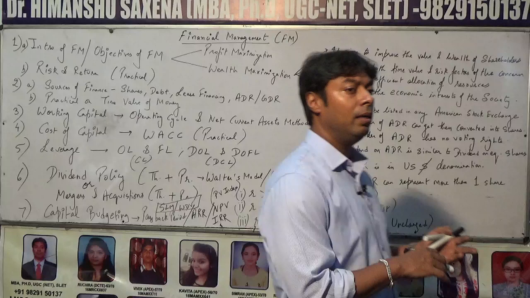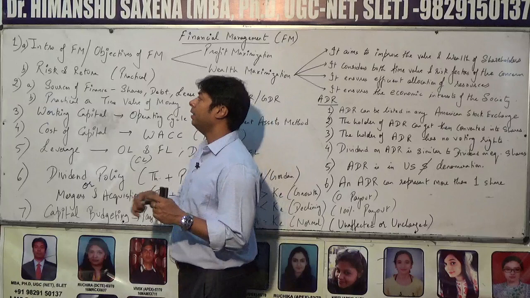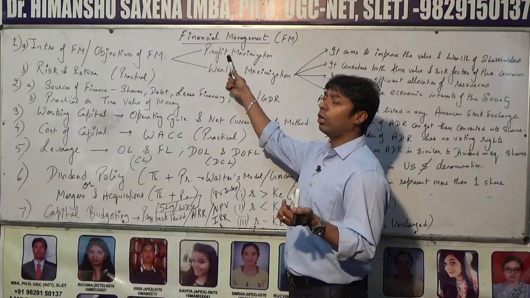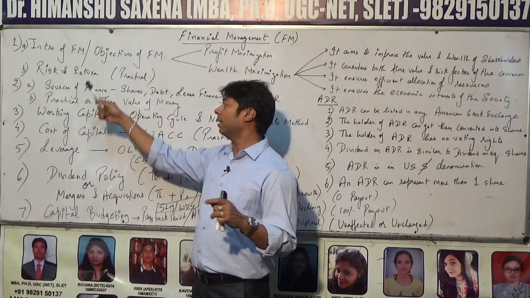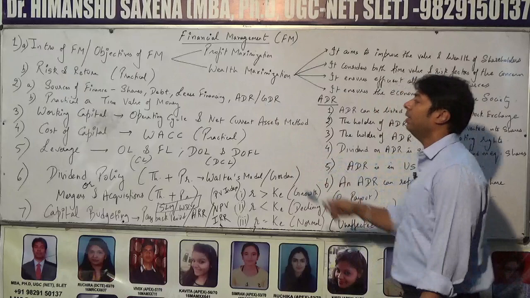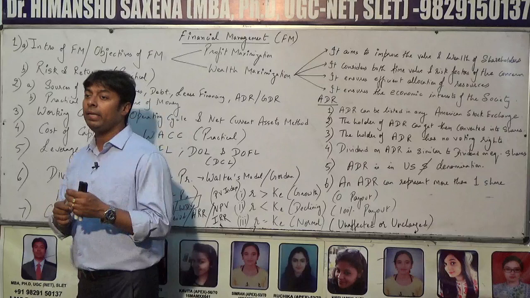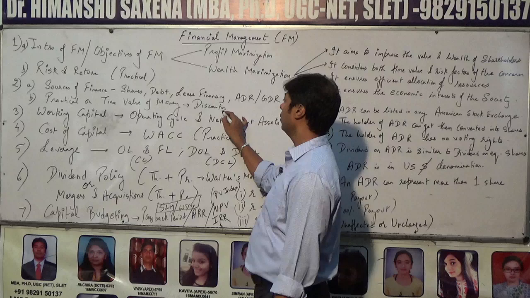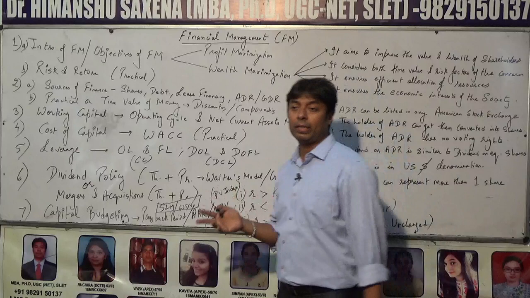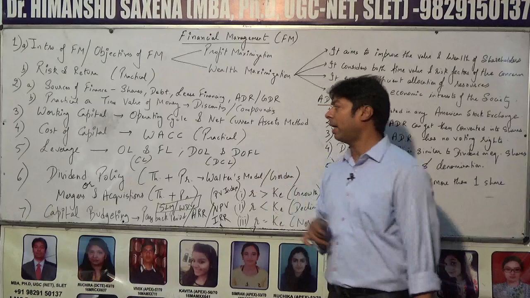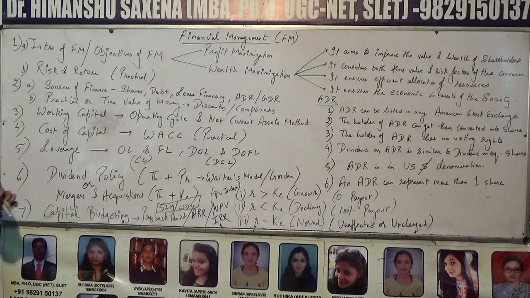So these are my personal favorites: introduction of FM, objectives of FM, right, which have got two theories, profit maximization and wealth maximization, practical on risk and return, a short one, sources of finance, which are shares, debentures, lease financing, ADRs, GDRs in international markets, practical on time value of money, which is basically involving discounting principles or compounding principles, and then you've got repayment of loans in equal installments, then working capital, cost of capital, leverage, dividend policies, or mergers and acquisitions, and the most important one, which is capital budgeting, which is based on payback period, NPV, IRR, profitability index, and ARR.